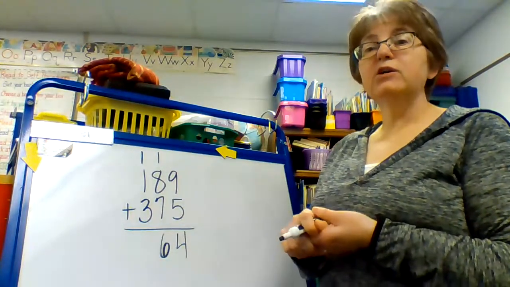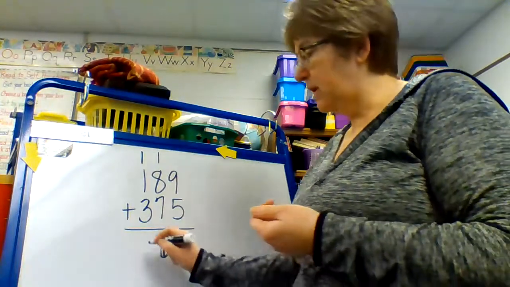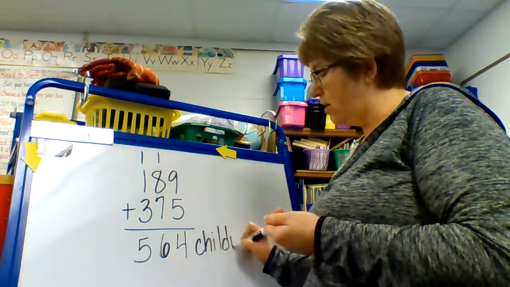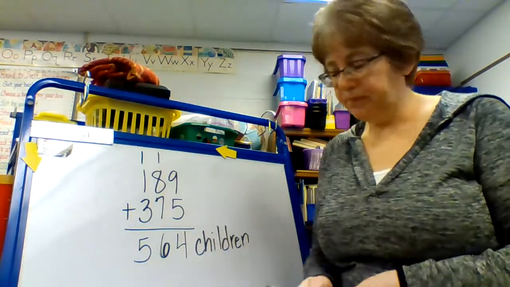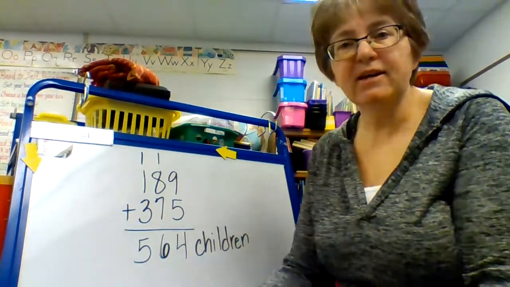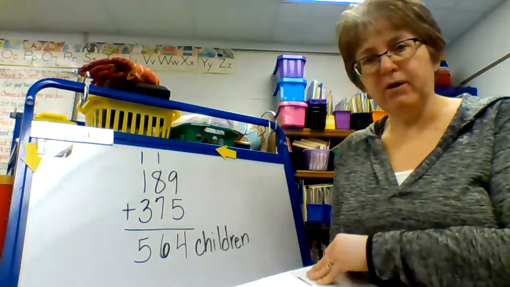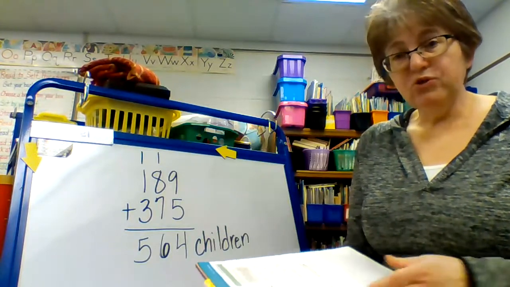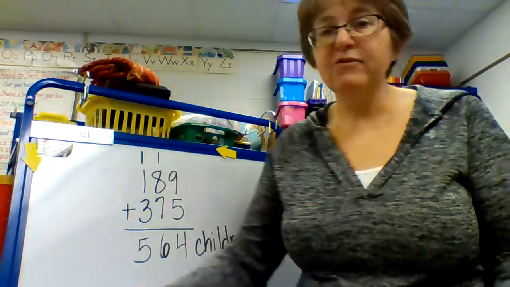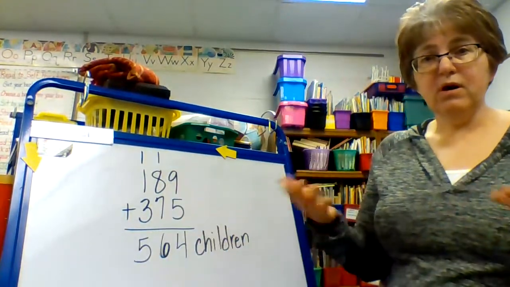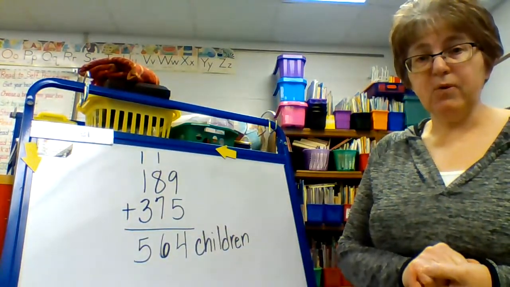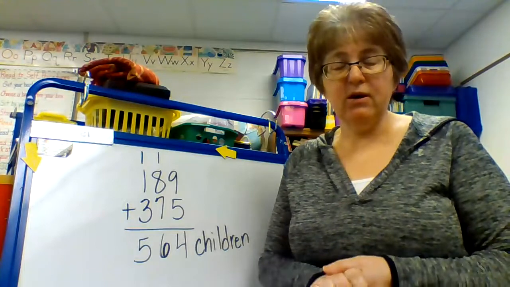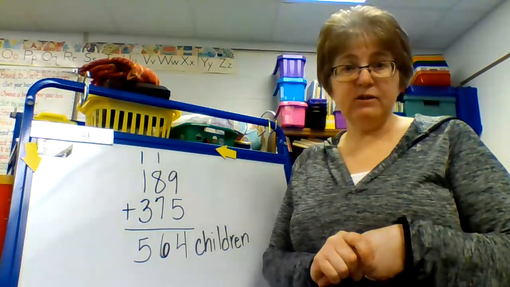1 plus 1 is 2. Plus 3 gives me 5. So we have 564 children. Okay? So we're just adding here in our problem. And we're just adding another place when we are doing three-digit addition. You might have to make a new group in the thousands. Okay? So the strategies are exactly the same that we worked on earlier in the year when we did two-digit numbers. We're just adding an extra place.